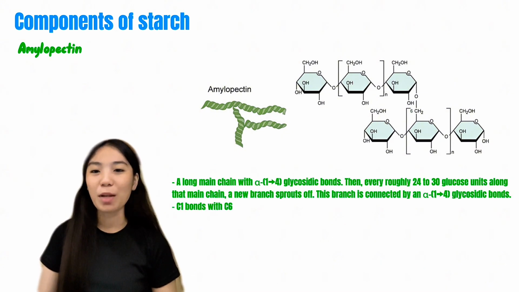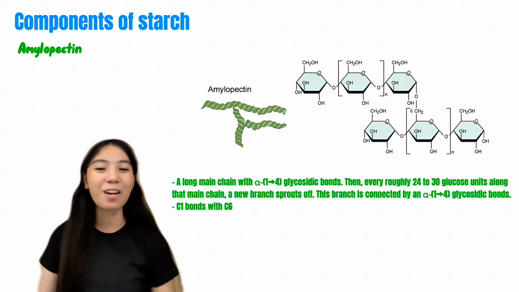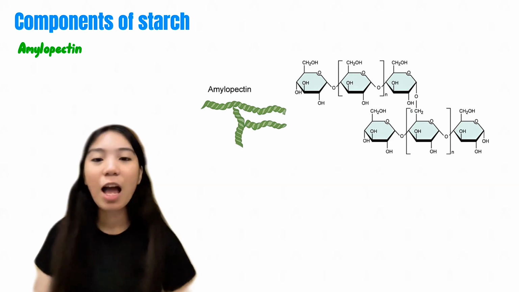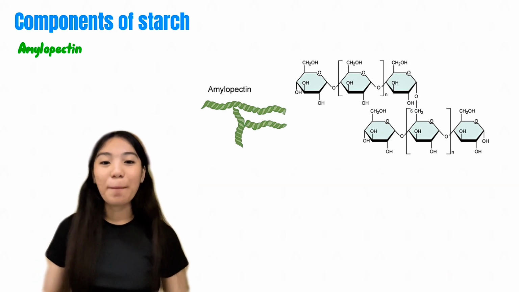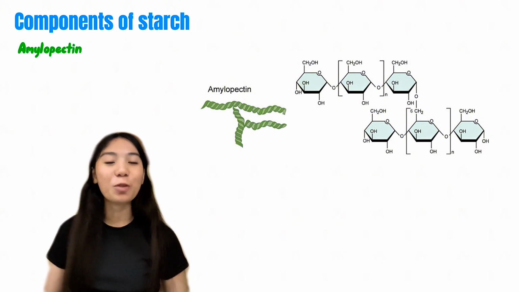Because it has so many ends available, our digestive enzymes can get to work on it much more easily and rapidly than with amylose. This means amylopectin provides a quick burst of glucose. Think of it as an immediate energy source. The highly branched structure of amylopectin also makes it more soluble in water. This is why when you cook rice or pasta, it becomes wonderfully soft and sometimes even sticky. That's the amylopectin doing its job.